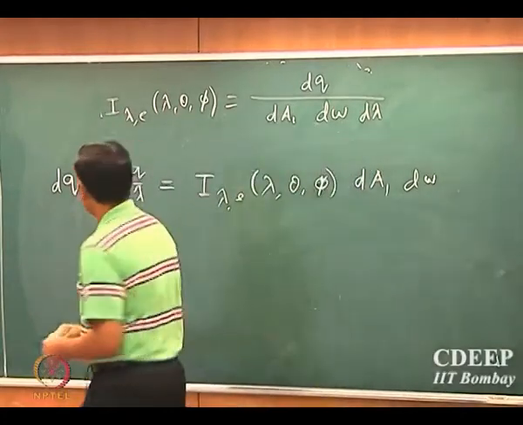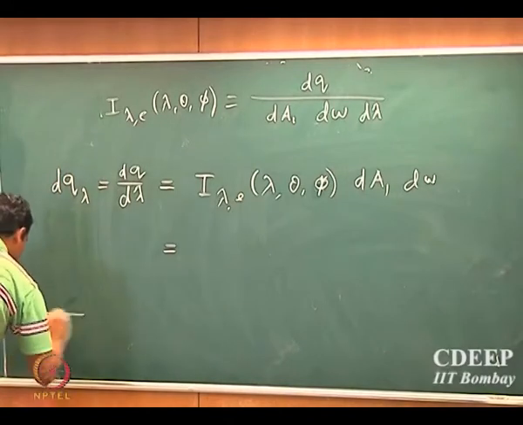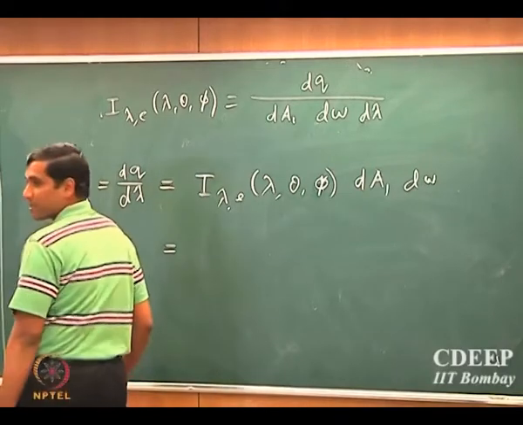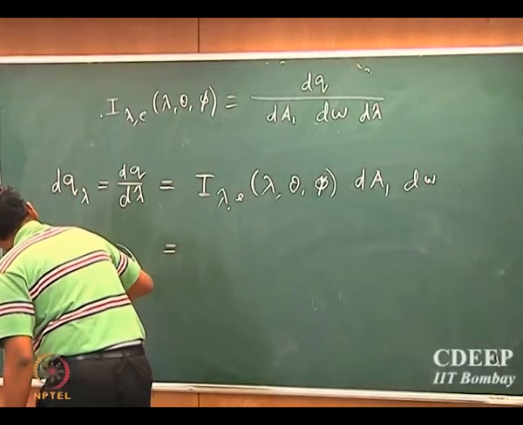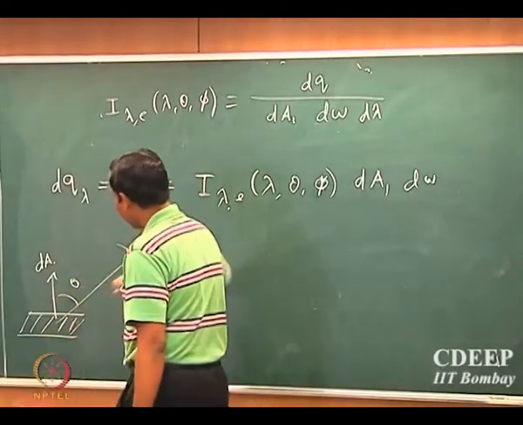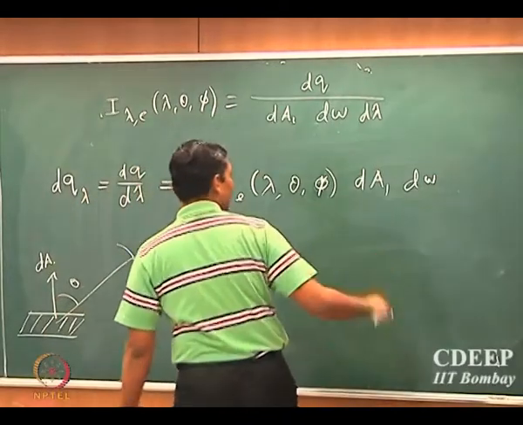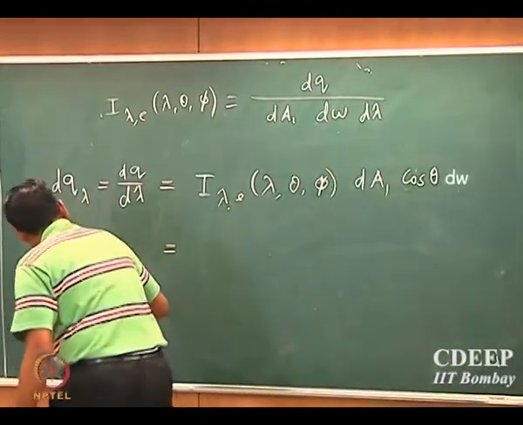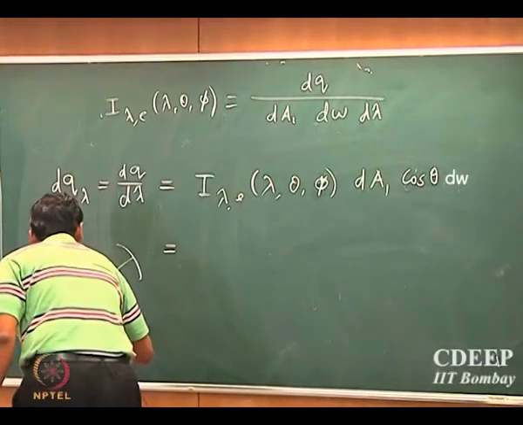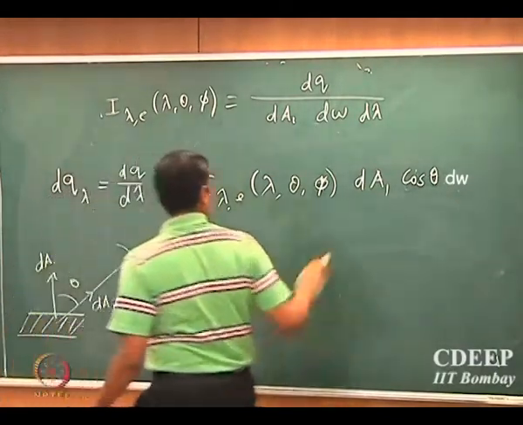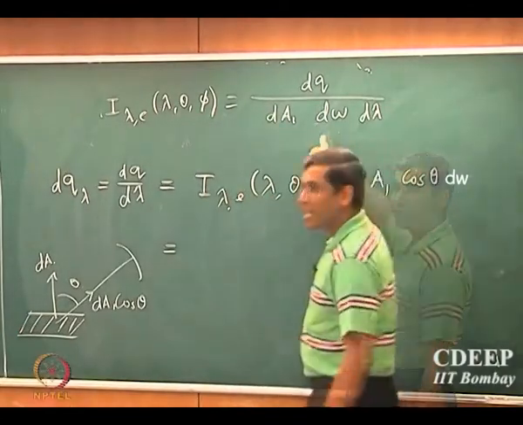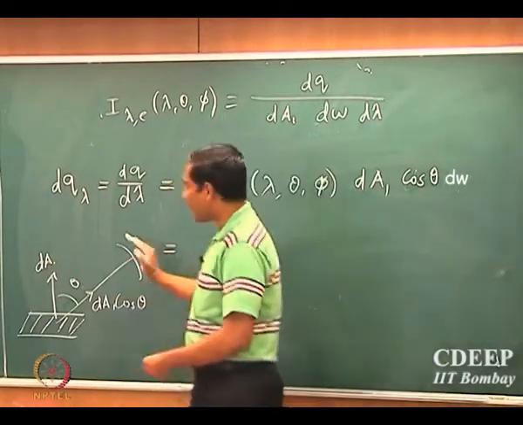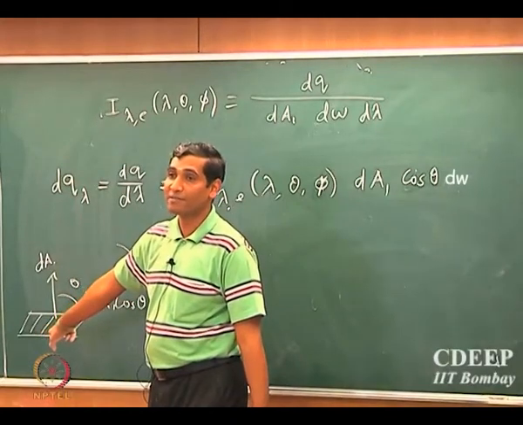What is the area? Keep in mind, maybe I'll draw the picture again. This is the area vector of that object, and if this is theta, then the area that is actually in the direction of the receiving object is dA1 into cos theta. So the area vector which is pointing in the direction of the receiver is dA1 cos theta. And what is the solid angle? It is dA2 by r square. Note that the solid angle depends upon the area of the receiver, not the one that is emitting.